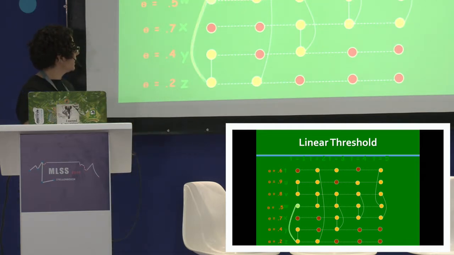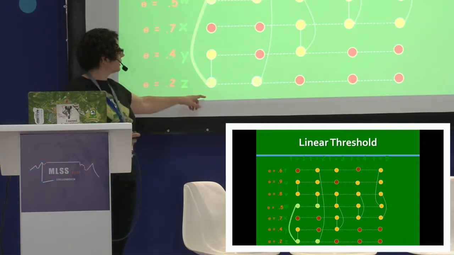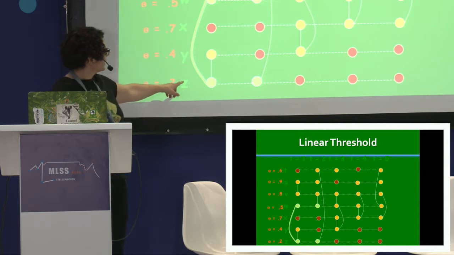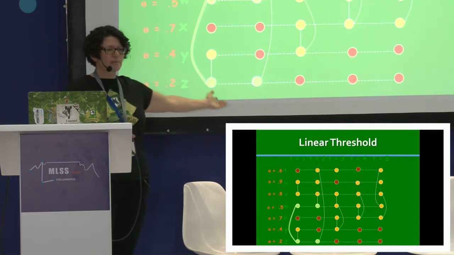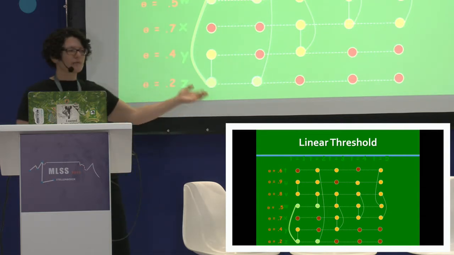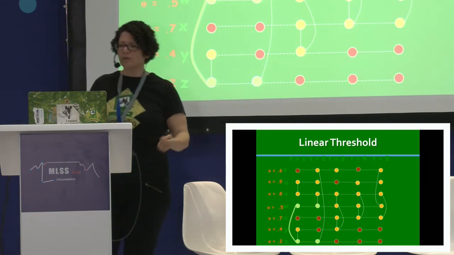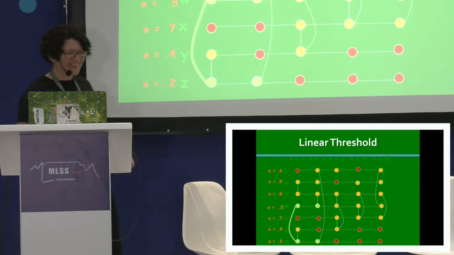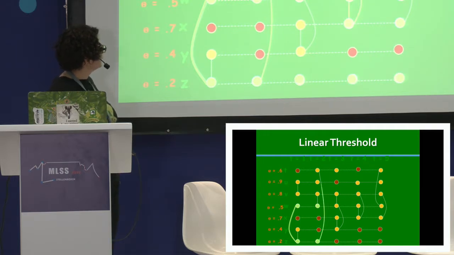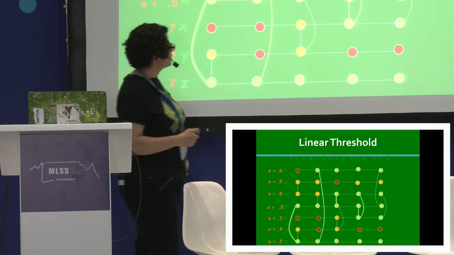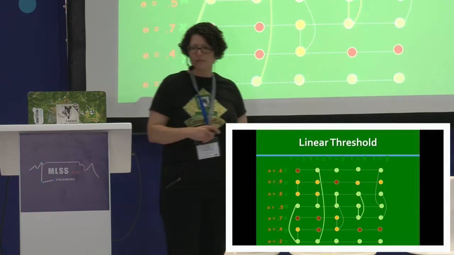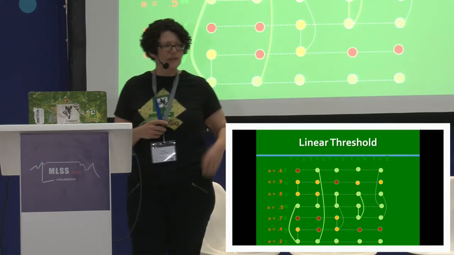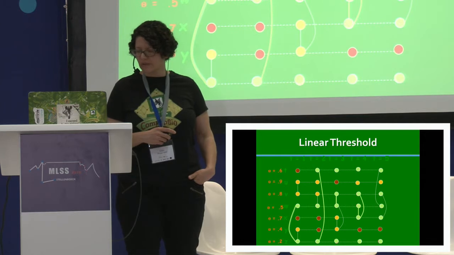So here, let's say the majority, at least half of my neighbors, have to ask me to do something before I will do something. Right? So this is what this process will look like. And notice with independent cascade, everybody at the end became infected, and here only some nodes are not.